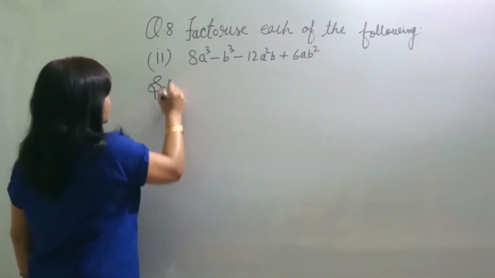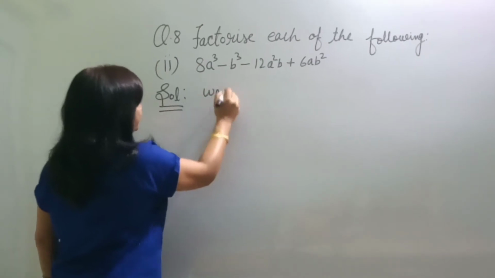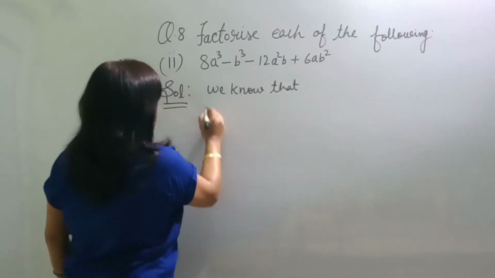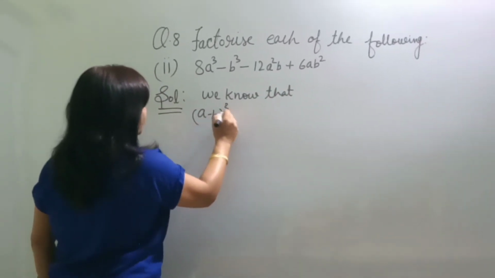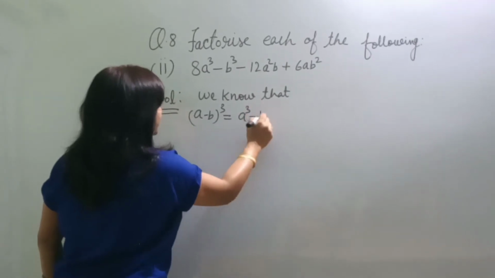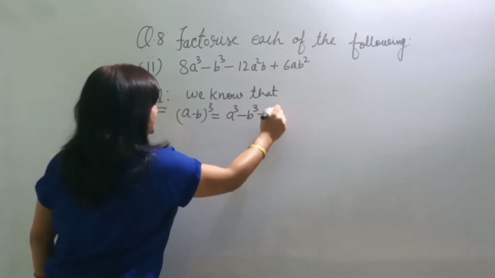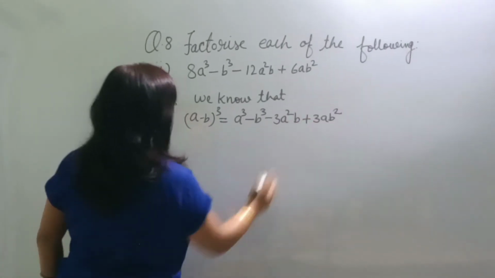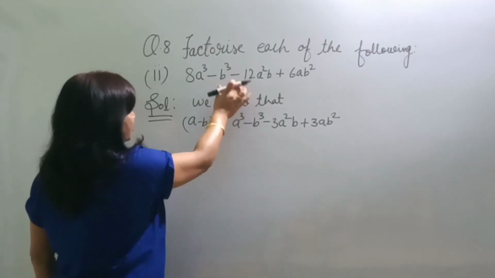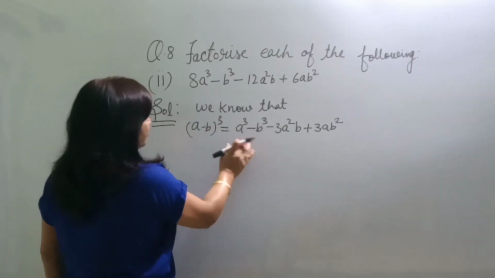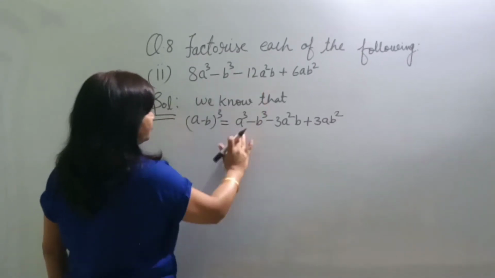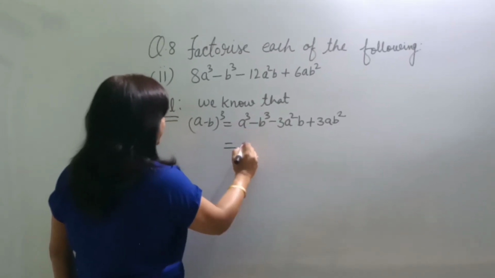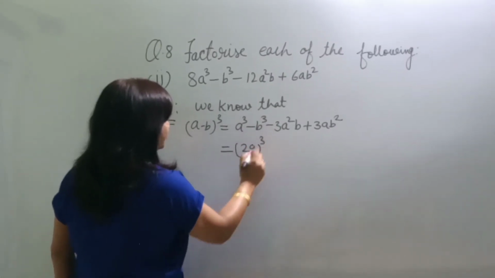Now we will start the solution. We know that (a minus b) whole cube is equal to a cube minus b cube minus 3a square b plus 3ab square. This is the identity for this expanded form. So first we will convert this expression in the form of this expression. So here we will write in place of a cube (2a) whole cube.